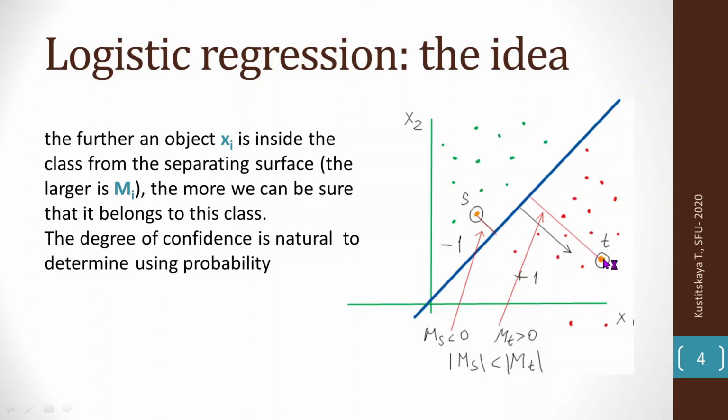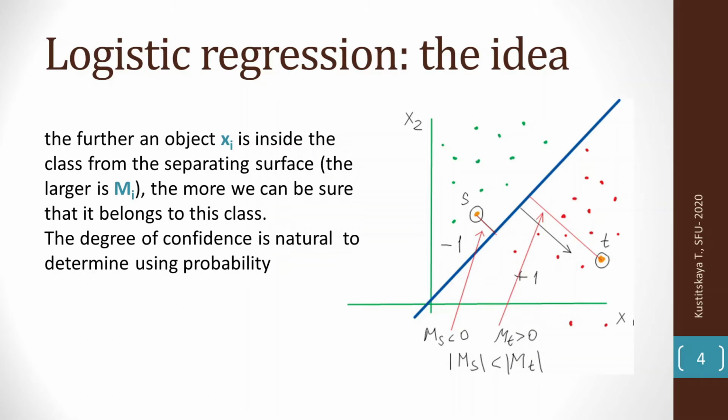Suppose we have 2 new objects S and T, which belong to red class. The object T is classified correctly and its margin is positive and large in absolute value because this object is far from the hyperplane. Object S was classified incorrectly, that is why its margin is negative and it is small in absolute value.